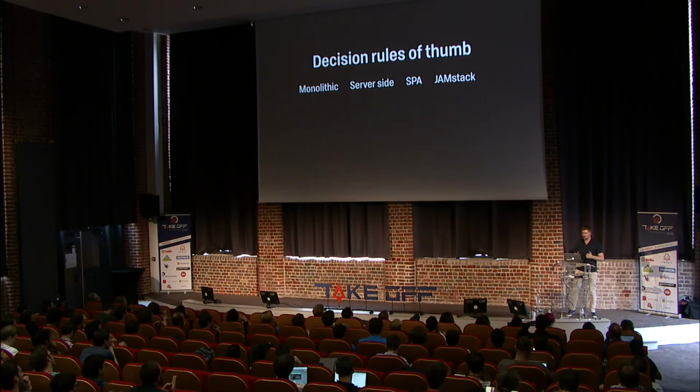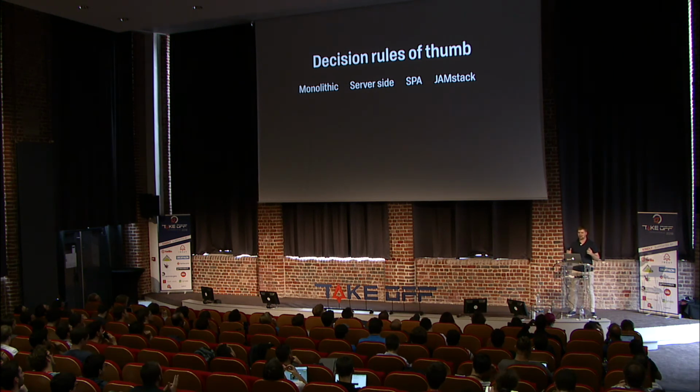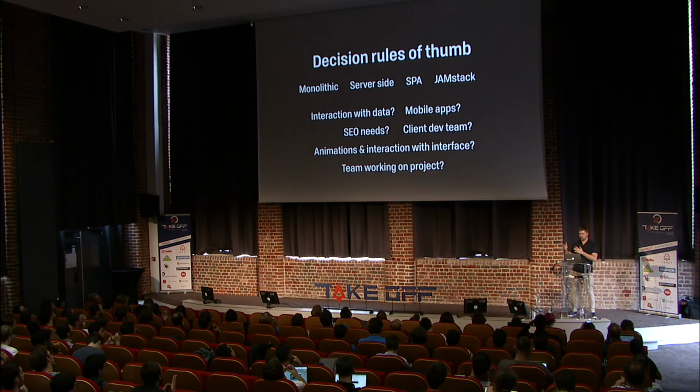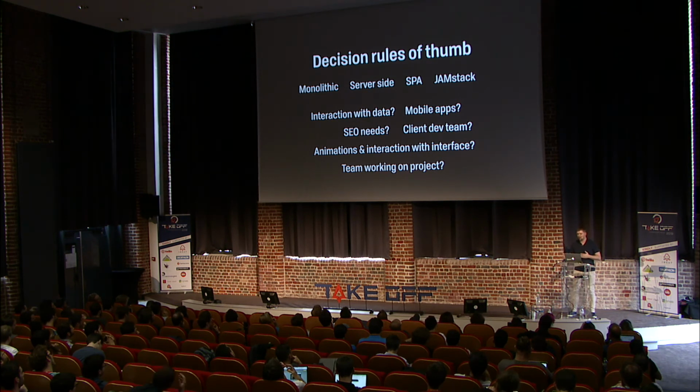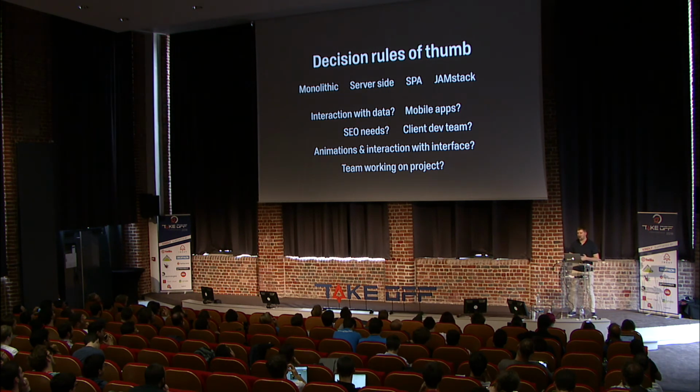So again, well, at Teammate, we have some decision rules of thumb between those 4 types of websites. There is no preferred way as a whole. It's just a matter of which one is the best for the project. And those questions have to be answered to know if there is a lot of interaction with the data. Are there mobile apps that are developed at the same time? In those cases, a monolithic website would be useless. Are there SEO needs? In that case, we would like to avoid single-page applications.